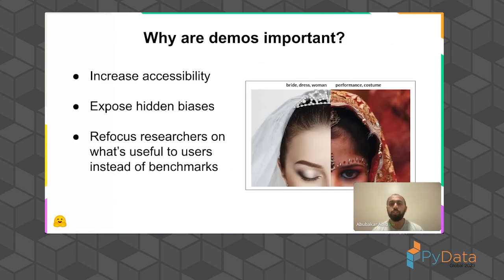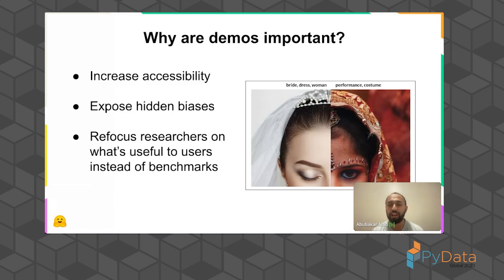And so, why are machine learning demos so important? Why is this change, I think, so good for the field? I think demos are important because of three big reasons. One is accessibility. We've already talked about that, just increasing the number of people who can actually use machine learning. The second thing is exposing hidden biases. This is something that has been talked about a lot, but I think it's still very important. It's still very prevalent.